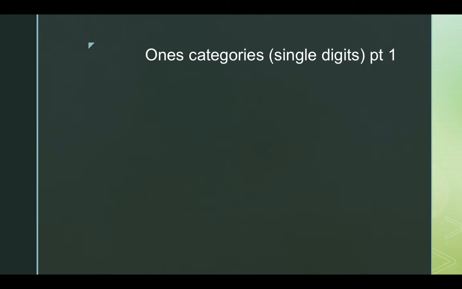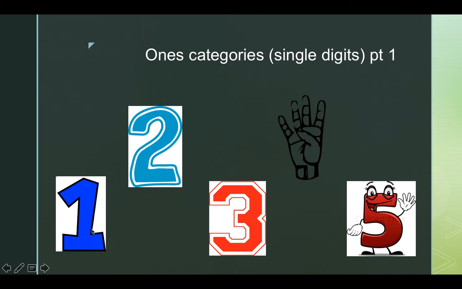So, ones category. These are our single-digit numbers. This is part 1. So we have 1, 2, 3, 4, and 5 here. We're going to learn that in Ojibwe right now. 1 in Ojibwe is Bejik. 2 is Nij. 3 is Nswe.